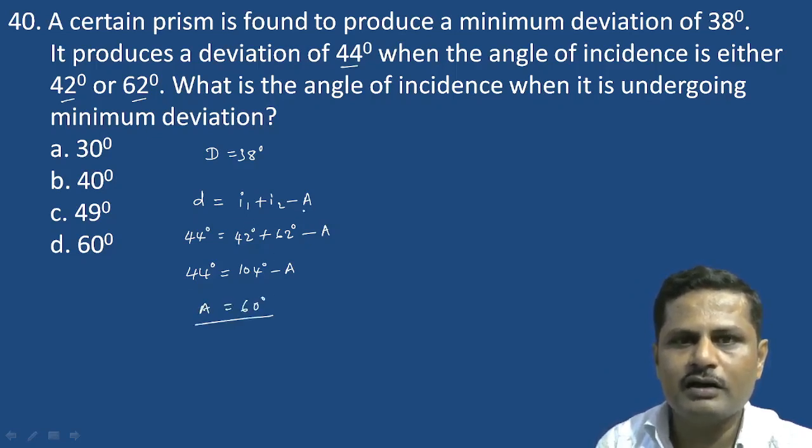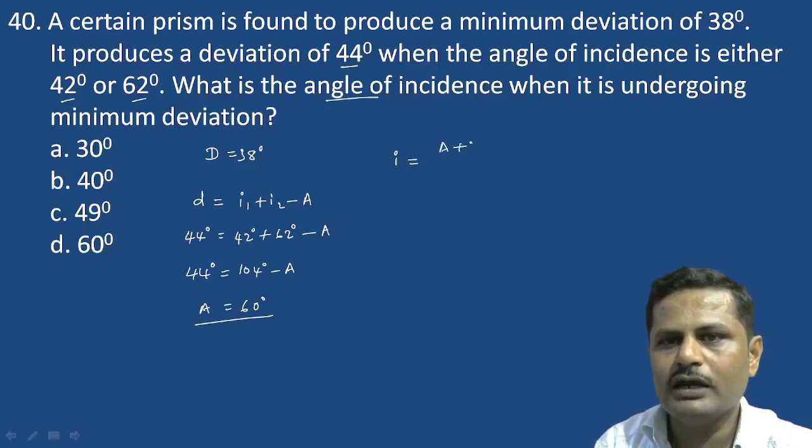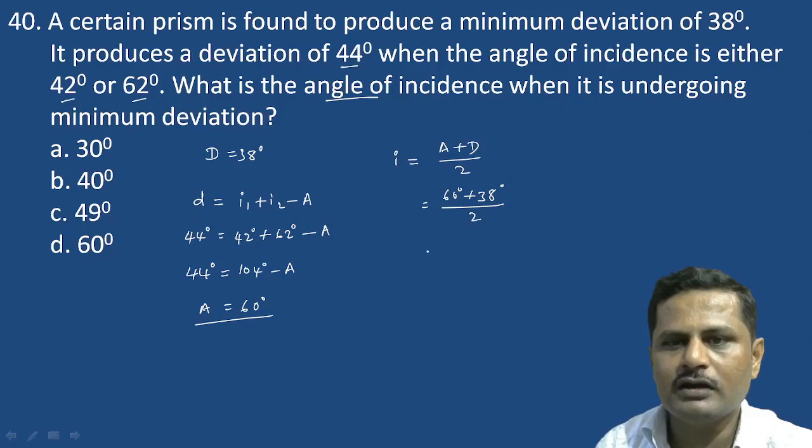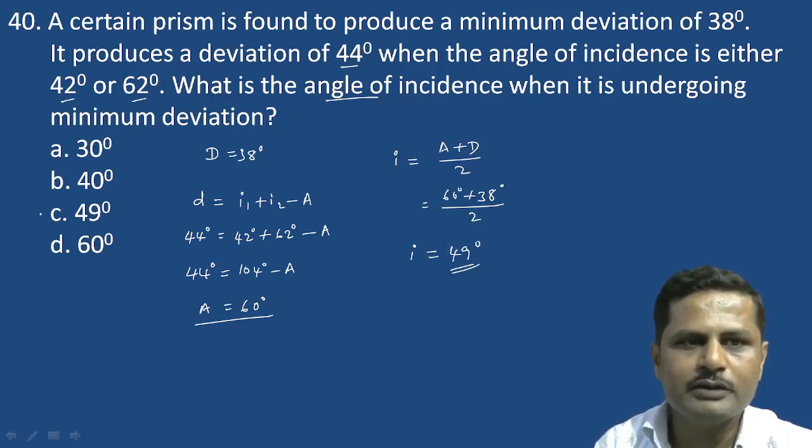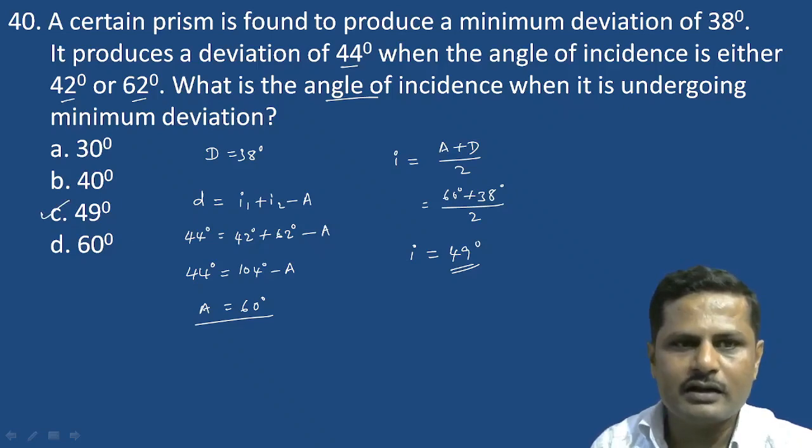So after getting the angle of the prism, we can find out the angle of incidence directly, that is i equals, as we know, i equals (A plus D) divided by 2. So we have A here as 60 degree plus the angle of minimum deviation, 38 degree. So 60 plus 38 is 98, 98 divided by 2 is 49, that is 49 degree, which is the angle of incidence. So option C is the correct answer.